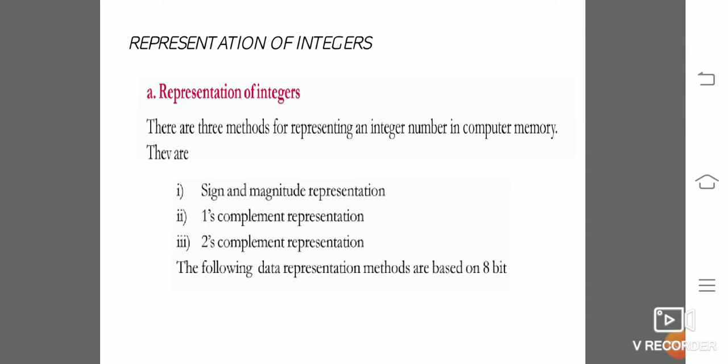So how do we represent integers? Integers are represented in three methods. First one is sign and magnitude representation. Second one is ones complement representation. Third one is twos complement representation. So an integer is represented in a computer in three ways. All the data are represented in the form of 8 bits. In a computer, the numbers are represented in 8-bit form.